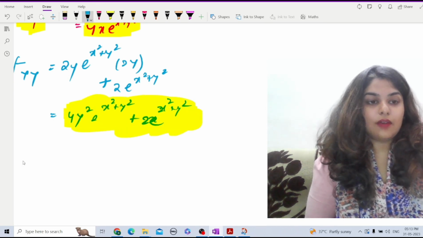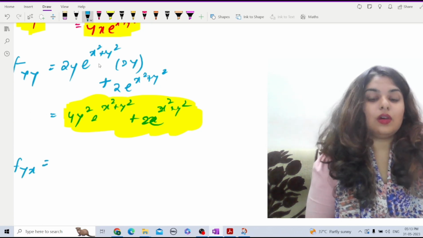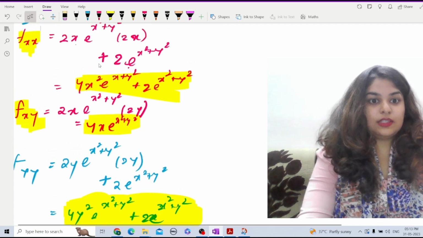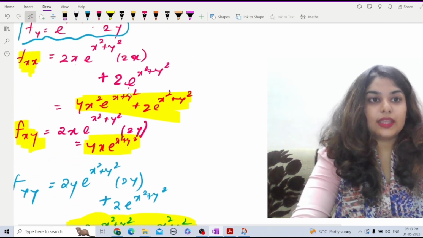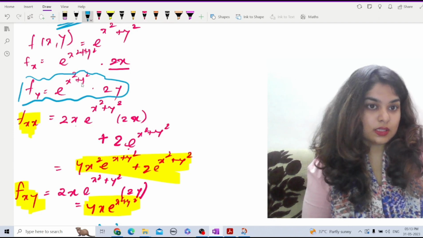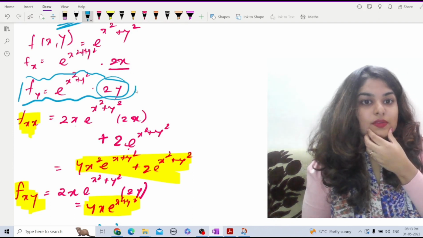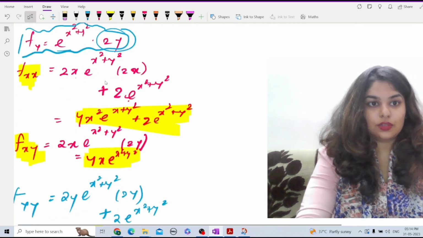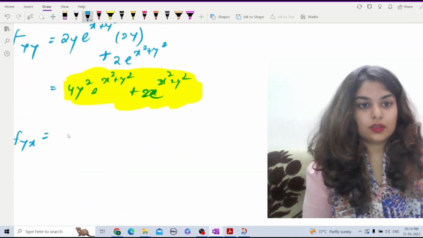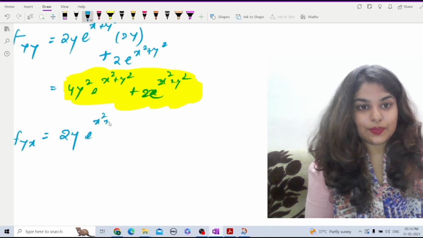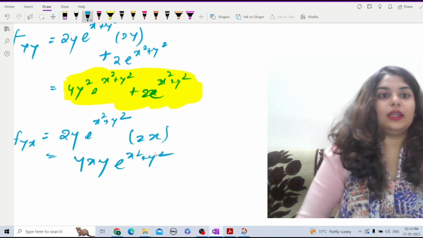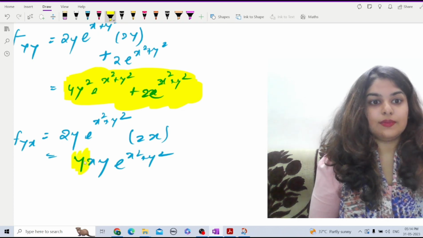And lastly we have fyx. So now fy is to be differentiated with respect to x. If we do that, this will remain, and here we have e and 2x. So let's write down, that is 2y e to the power x square plus y square into 2x. That is 4xy e to the power x square plus y square, right? So let us highlight. So what are the elements that we have?